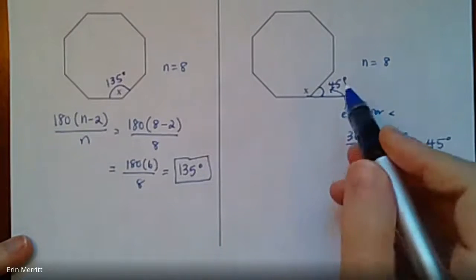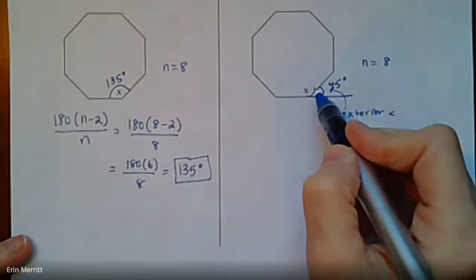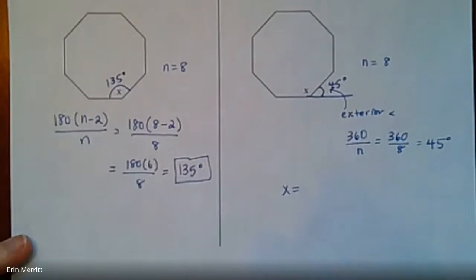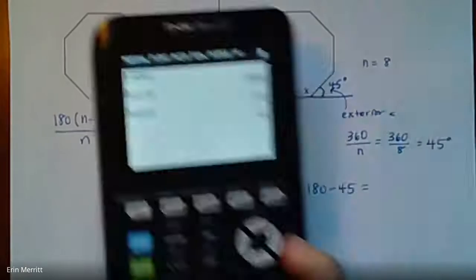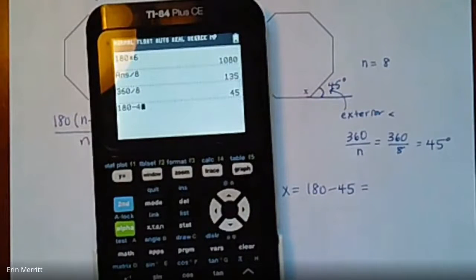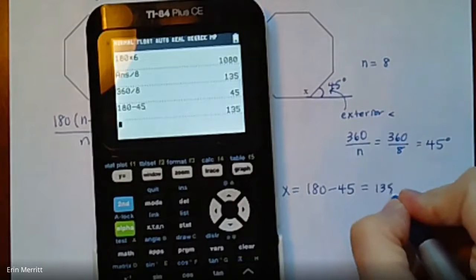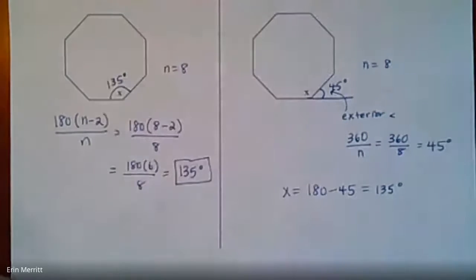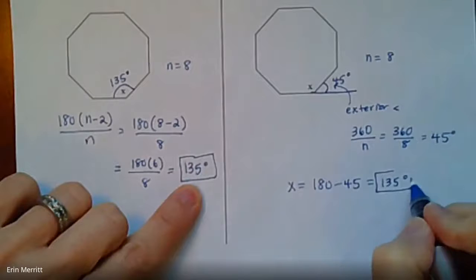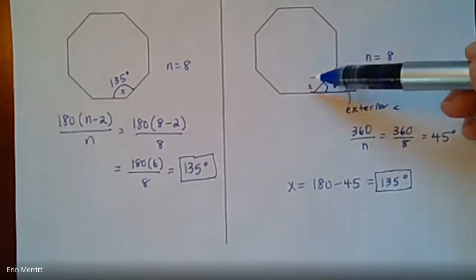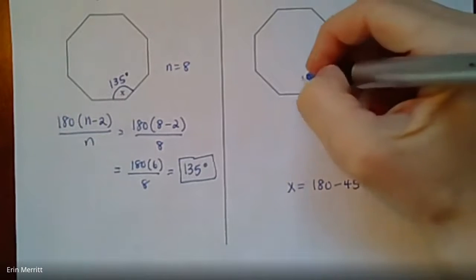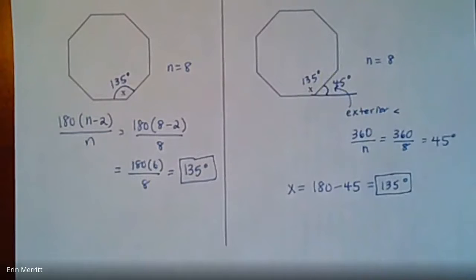So if it's 45 degrees on the outside, and I want the x value on the inside, then x is equal to 180 minus 45. Well, let's calculate. 180 minus 45, that gets us 135 degrees, which matches my answer from over here. So I point this out because sometimes if we forget how to use one formula, we can use the other, or if I already knew this information, I can use it to solve for the value that I want here. So either way, you'll get to that answer, just two different ways to do it.